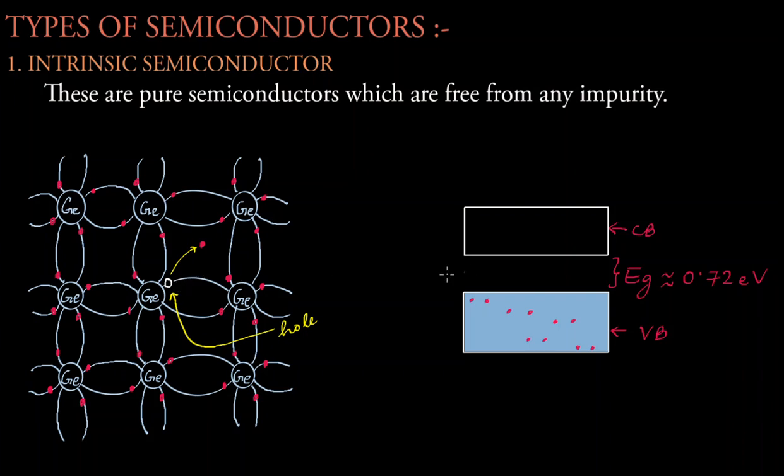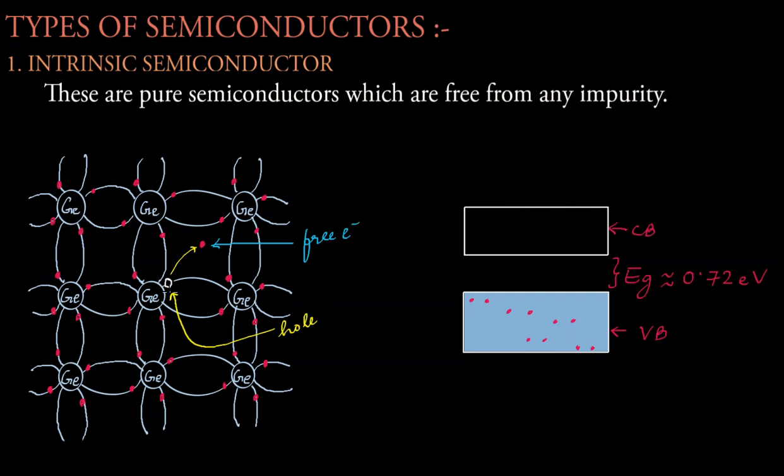So that means that due to thermal agitations out here, the bonds got broken, and due to the breakage of the bonds, the electrons are freed from the bonds. So when this electron comes out here, it becomes a free electron. Got it? So now, this is a free electron.